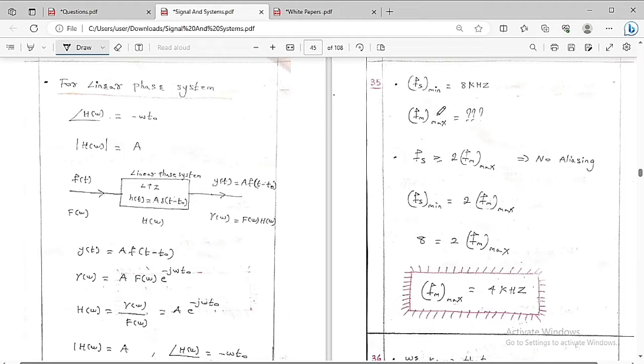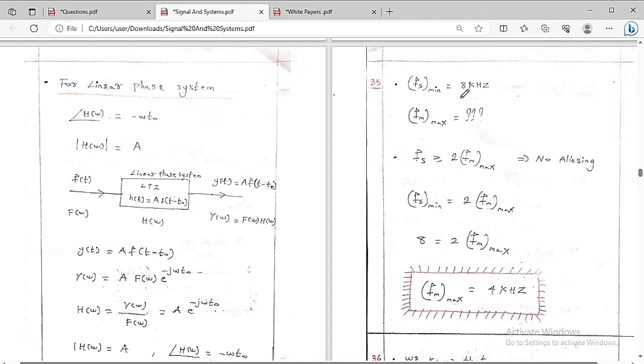As I've already told you, what is the important point? The important point is very simple, which is the minimum sampling frequency. What is the minimum sampling frequency? Already they have given. The minimum sampling frequency is nothing but 8 kHz. So we have to find what is the maximum frequency present in the signal. fm is also called the maximum frequency which is present in the signal.